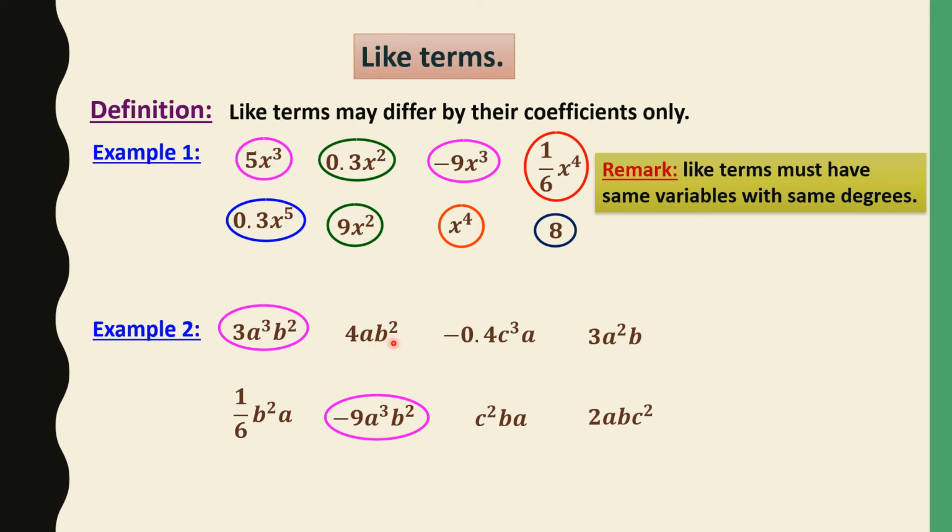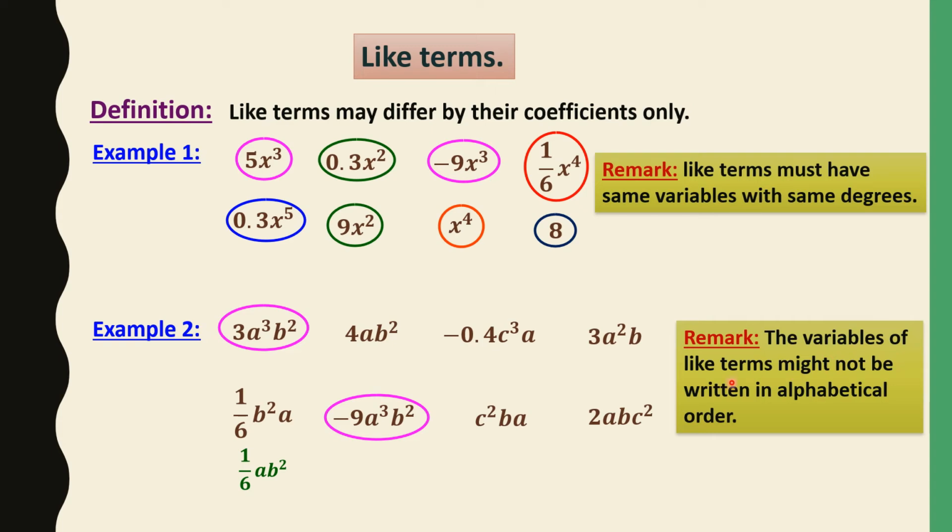For ab squared, we have a of degree 1 and b of degree 2. Here, no. Degree of a is 1, not 2, so no. Here, 1/6 b squared a. Here the variables are not written in alphabetical order, so let's fix this problem. We obtain 1/6 ab squared. Remark, the variables of like terms might not be written in alphabetical order.